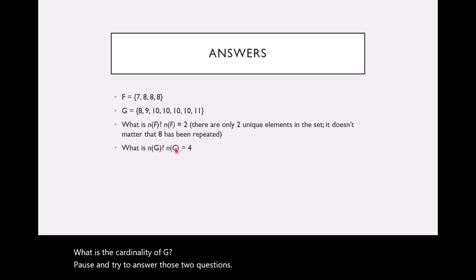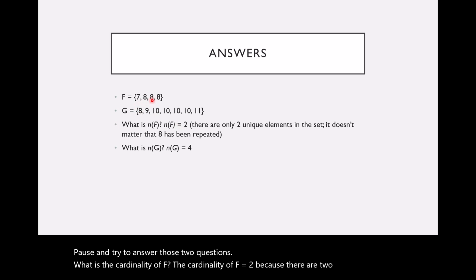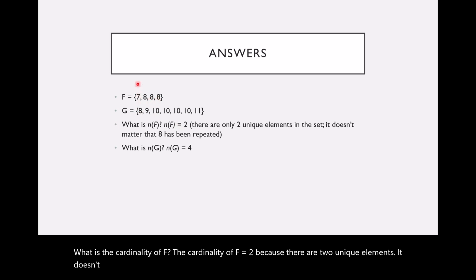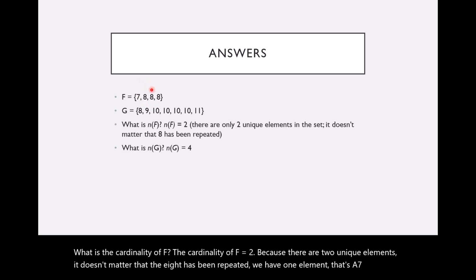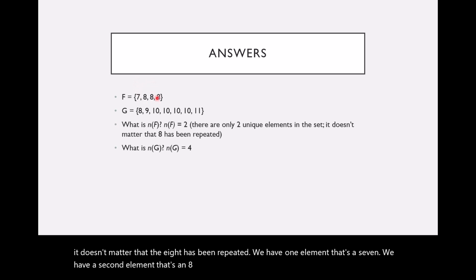What is the cardinality of F? The cardinality of F equals 2 because there are two unique elements. It doesn't matter that the 8 has been repeated. We have one element, that's a 7. We have a second element, that's an 8. Cardinality 2. What is the cardinality of G?